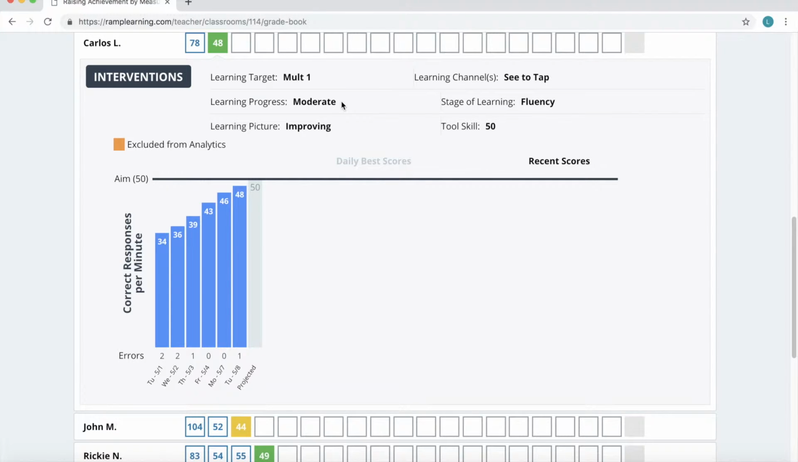Next, we see that his learning progress is moderate, which is acceptable. Progress options include sprint, fast, moderate, slow, and none. His learning picture is improving. The options for learning picture include improving, maintaining, or worsening.